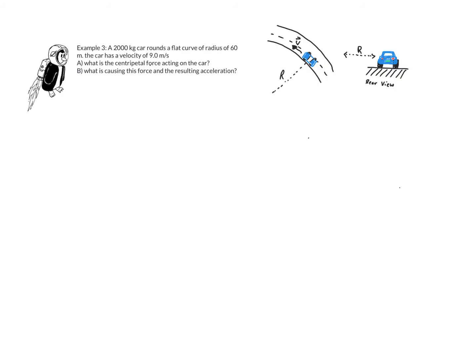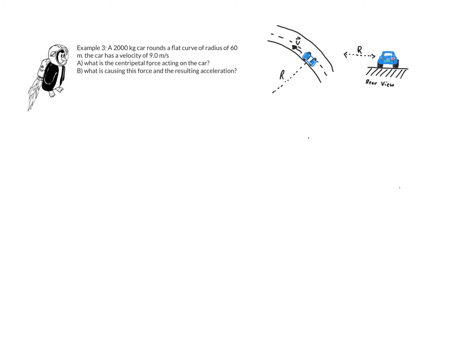Example number 3. Here a 2,000 kilogram car rounds a flat curve of radius 60 meters. But the car has a velocity of 9 meters per second. Note that this is a relatively slow turn and it's not a banked curve that you would see on a faster highway. Question A. What is the centripetal force acting on the car? And what is the cause of this force and its resulting acceleration?